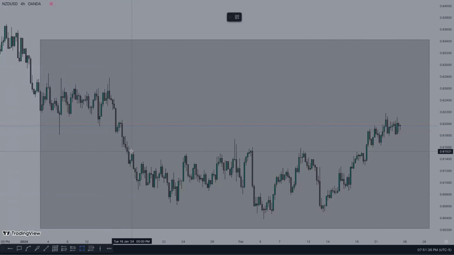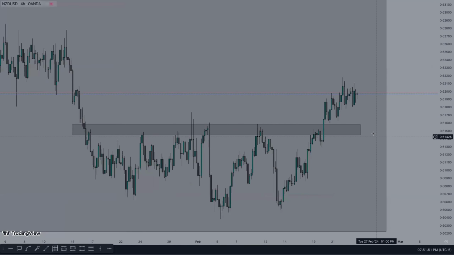Let me first of all start off by drawing this out. How will I draw this out? I'll look at this area. You can see that this level and this one here, they're quite aligned. I'll look at that and I'll go like this. Boop. And that is my support and resistance.